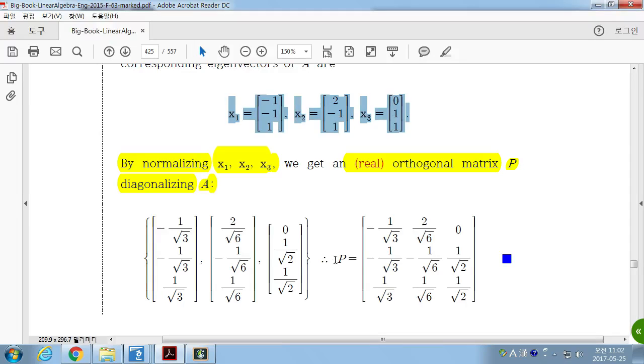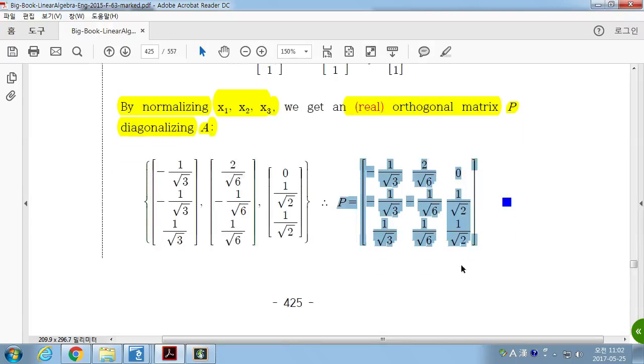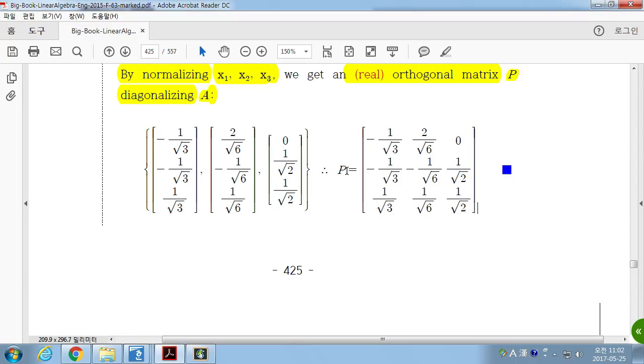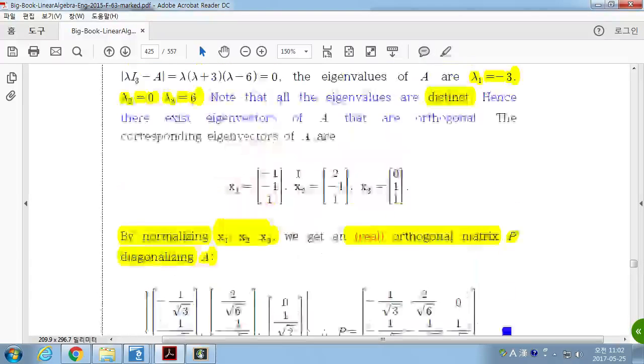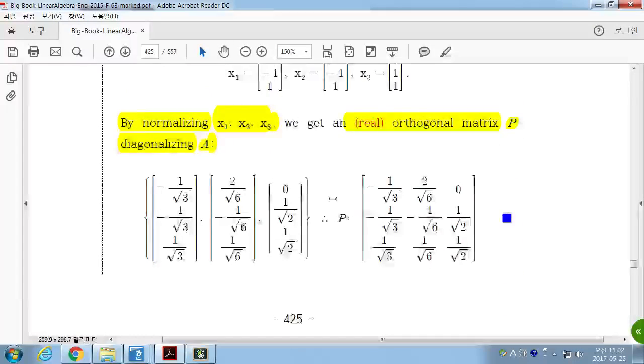Then the matrix P is the orthogonal matrix whose column vectors are g1, g2, and g3, which are also orthonormal eigenvectors. Okay? Then if you multiply P transpose AP, you will have a diagonal matrix whose diagonal entries are -3, 0, and 6 in the order. You can easily check it.